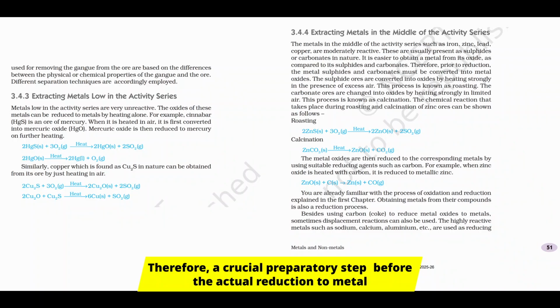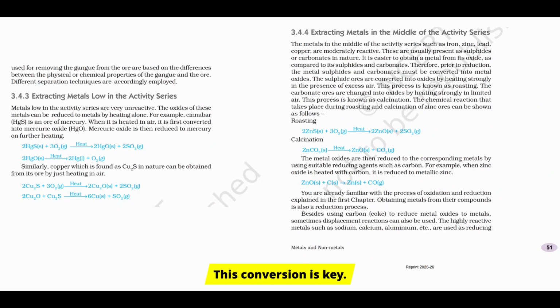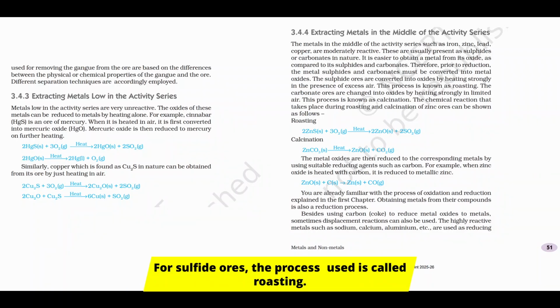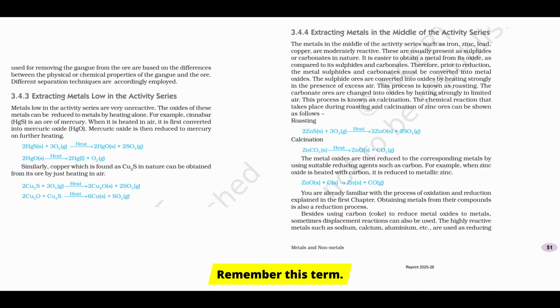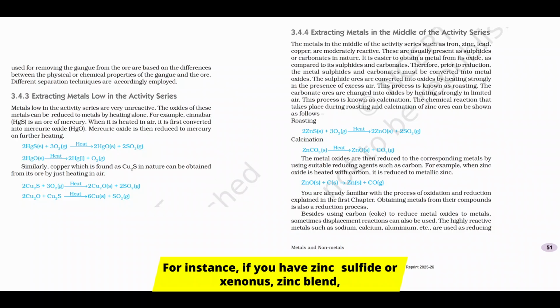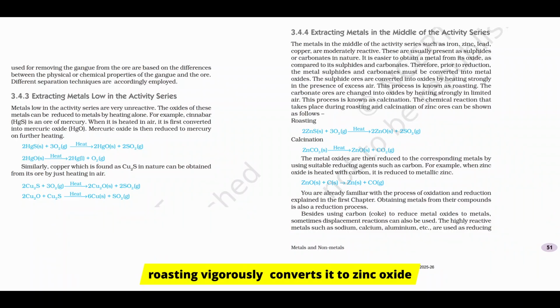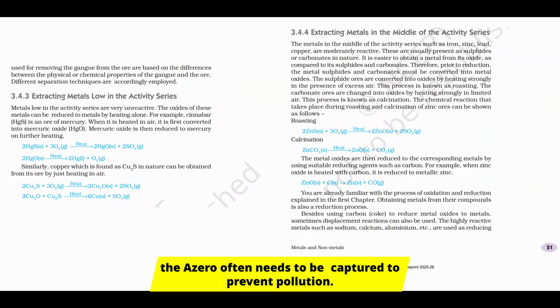Therefore, a crucial preparatory step before the actual reduction to metal is to convert these sulfide and carbonate ores into their respective metal oxides. This conversion is key. For sulfide ores, the process used is called roasting. Remember this term. Roasting involves heating the sulfide ore strongly in the presence of excess air, oxygen. For instance, if you have zinc sulfide ore, ZnS, zinc blende, roasting vigorously converts it to zinc oxide, ZnO, releasing sulfur dioxide gas. Reaction: 2ZnS + 3O2 → 2ZnO + 2SO2. The SO2 often needs to be captured to prevent pollution. Roasting: sulfide plus excess air gives oxide plus SO2.